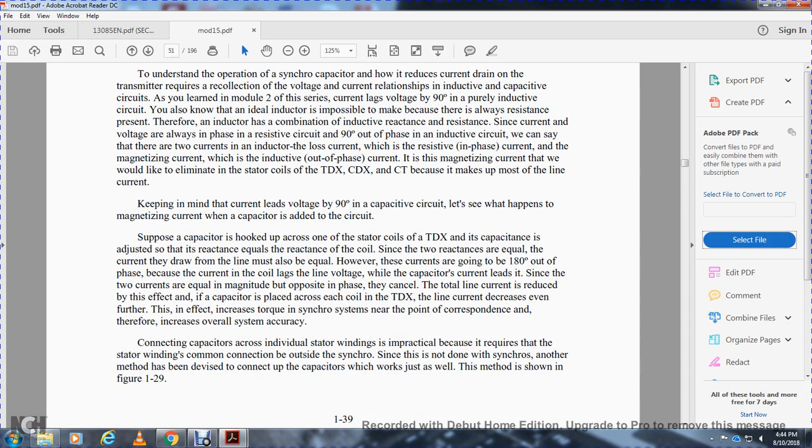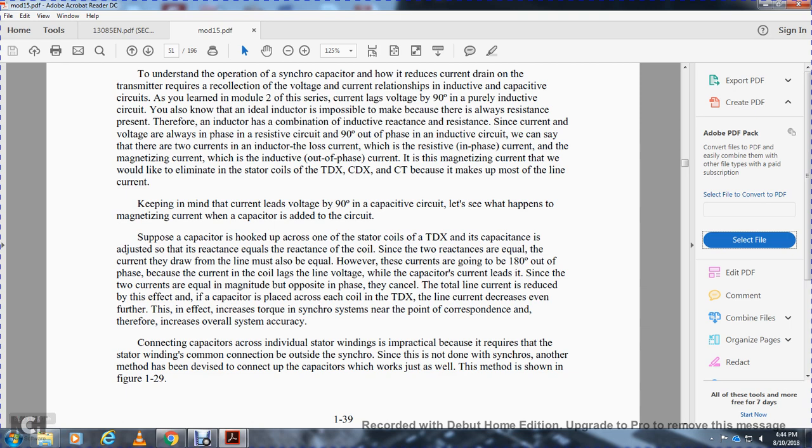The currents drawn are equal in magnitude. However, the currents are 180 degrees out of phase, because the current in the coil lags the line voltage and the capacitor current leads it. The two currents, equal in magnitude and opposite in phase, cancel, so the total line current is reduced by this effect. If a capacitor replaces the current of each coil of the torque differential transmitter, the line current decreases, increasing the torque of the synchro system near the point of correspondence and therefore increasing overall system accuracy.